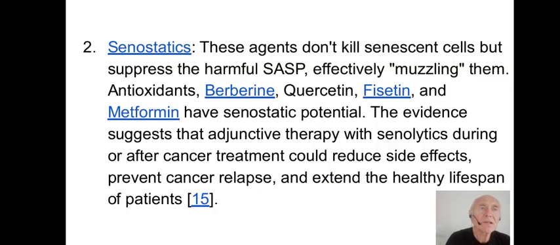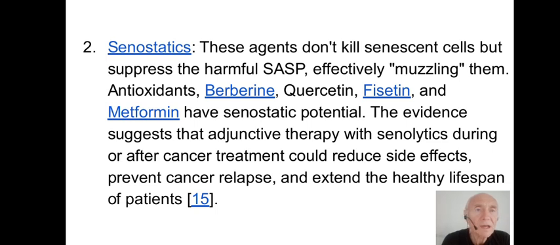Okay, senostatics. These agents don't kill senescent cells, but suppress the harmful production of SASP, effectively muzzling them. And the antioxidants berberine, quercetin, fisetin, and metformin have senostatic potential, because senescent cells use glucose as a source of energy. Berberine, fisetin, and metformin reduce the concentration of glucose in your blood, but a ketogenic diet or a strict carnivore diet will also work.